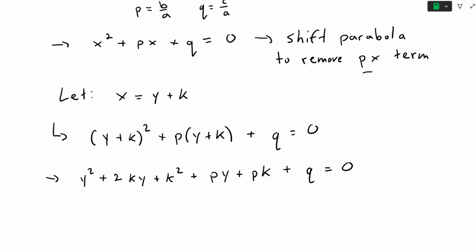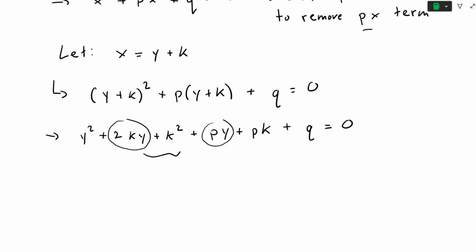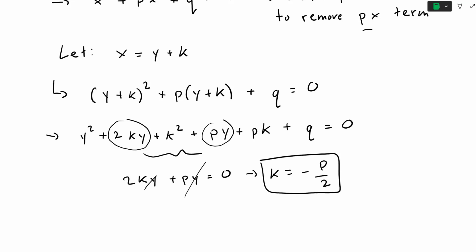So in this case, we're shifting it by k, so we'll get rid of the py terms. We're going to get rid of this one here, and this one, 2ky. In other words, we want 2ky plus py equals 0. Then basically the y cancels out the y. This is going to be the k value, and we shift the p over to the negative side, so negative p divided by 2. So k equals negative p divided by 2.